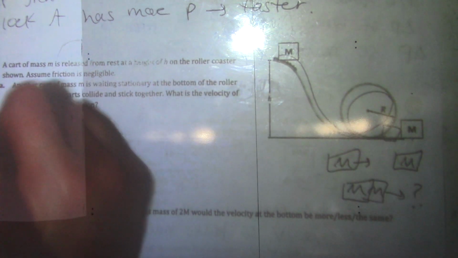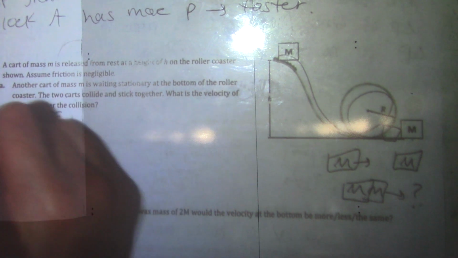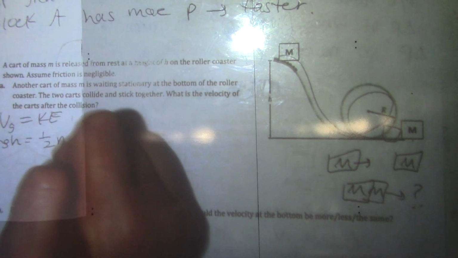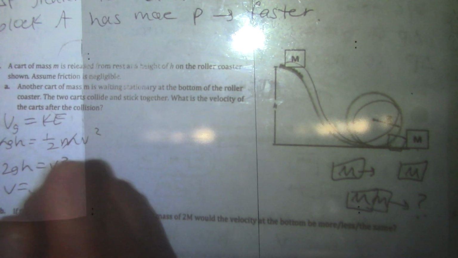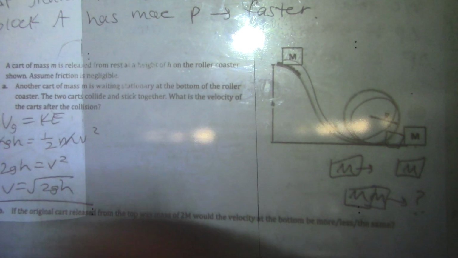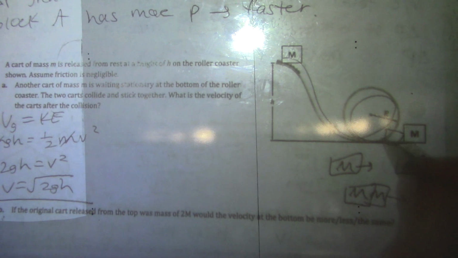That is potential going to kinetic. mgh is 1/2 mv squared. 2gh is v squared, so the velocity is the square root of 2gh. That's not my answer, that is the velocity it comes down with. So I'm coming down with square root of 2gh right here, and then I'm going to hit some mass.